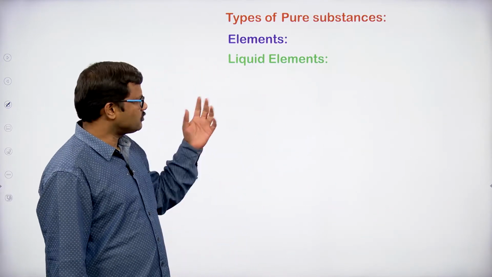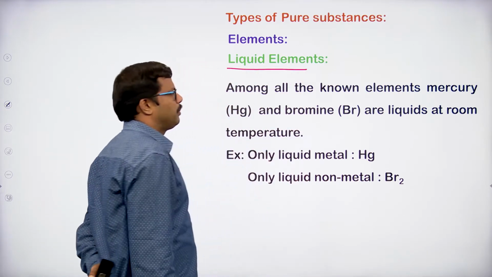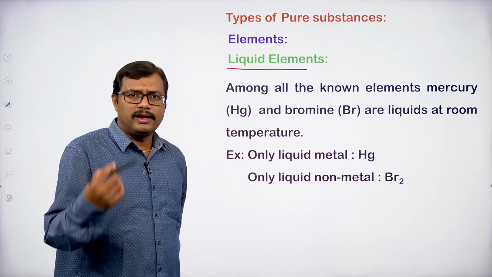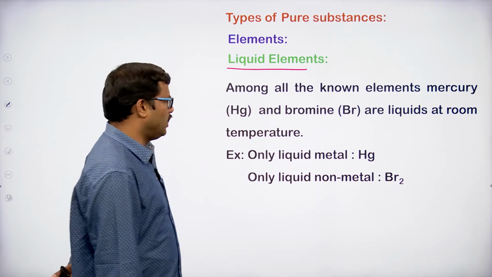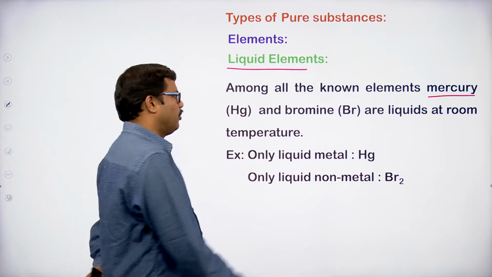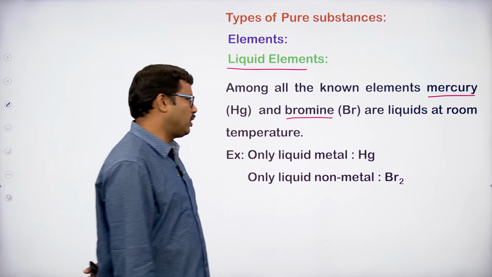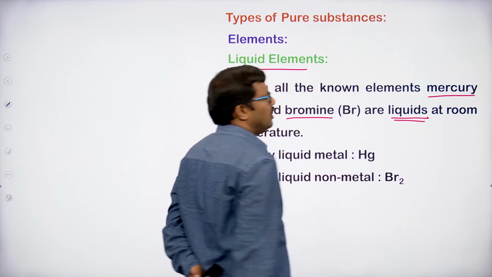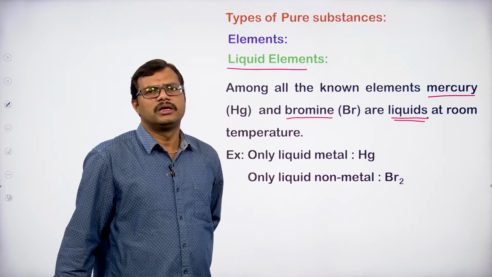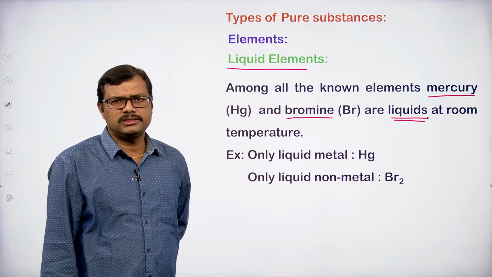Let us look at the liquids. How many elements exist in liquid form? Among the 118 elements that are known to us, only mercury, represented with Hg, and bromine, represented with Br, are liquids at room temperature. Only these 2 are liquids under room conditions. Mercury exists as liquid, and similarly bromine also exists as liquid.